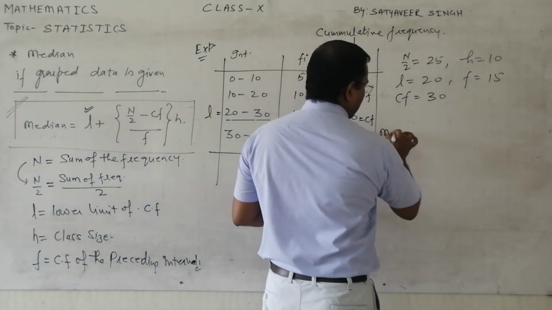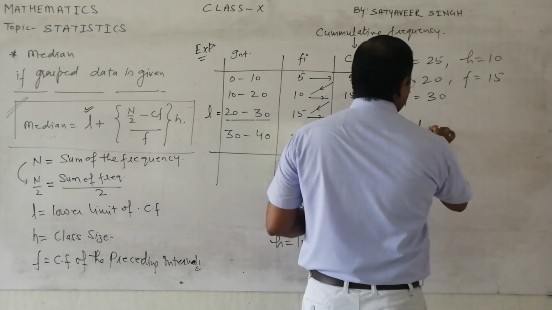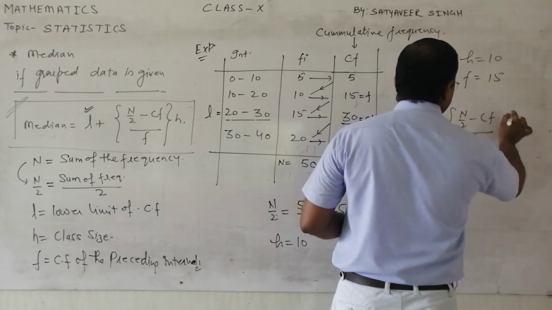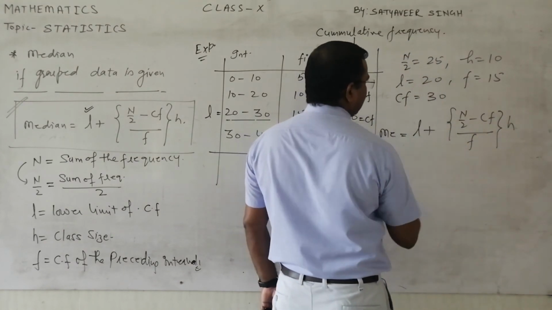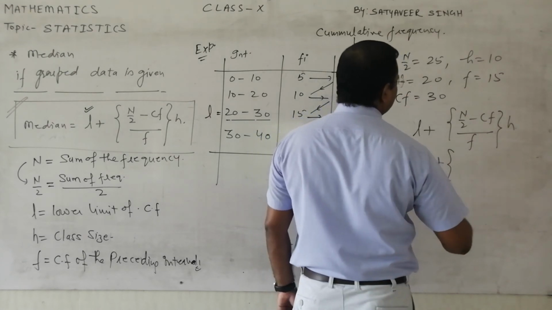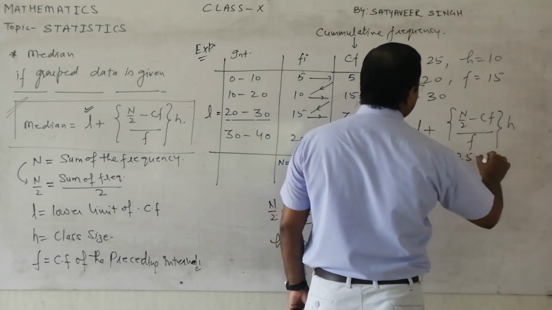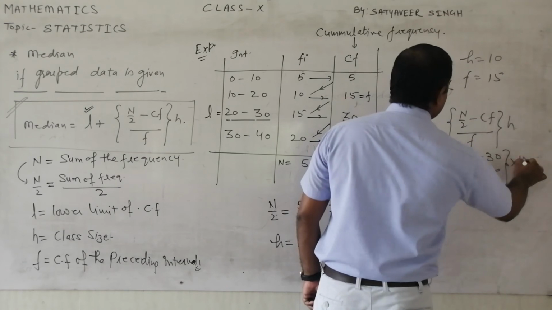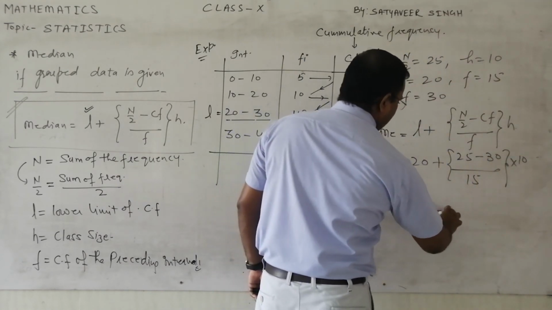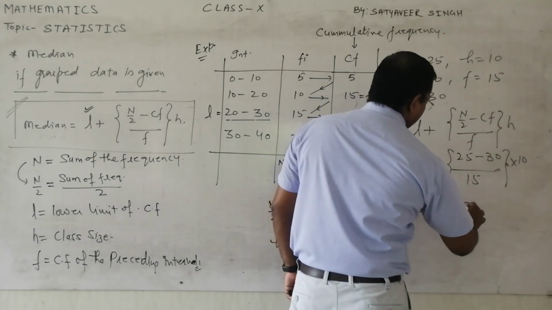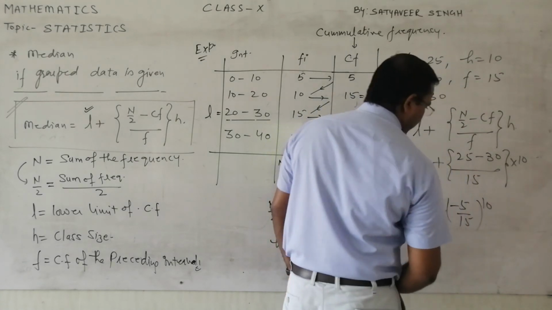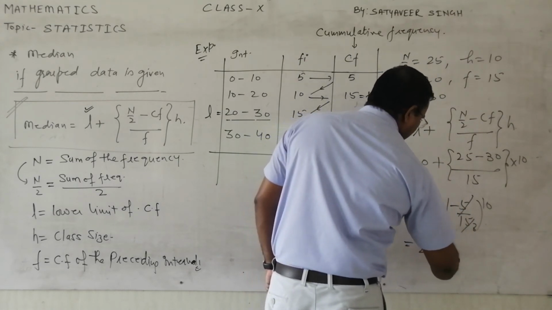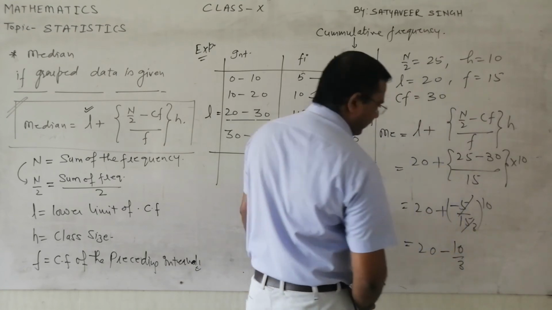So median I can write now: median is equal to L plus n upon 2 minus CF upon F into H. So put in these values. It is 20 plus n upon 2, which is 25, minus CF, which is 30, upon F, which is 15, into H, which is 10. So we got here 20 plus minus 5 upon 15 into 10. That means 5 threes are 15, so we got 20 minus 10 upon 3.